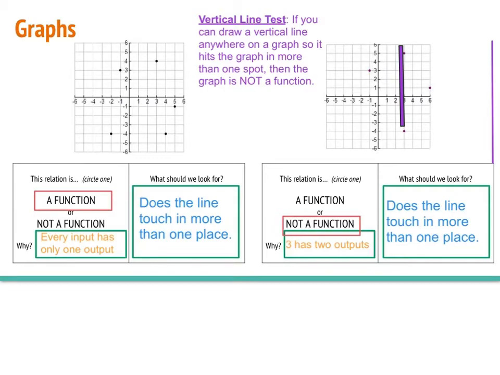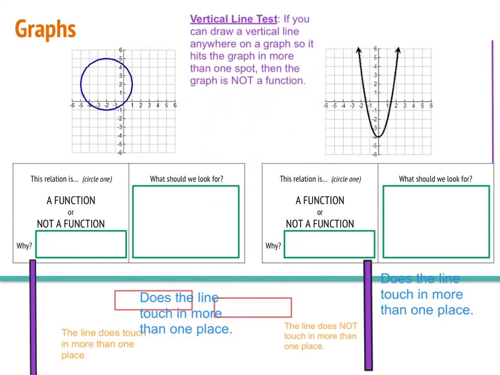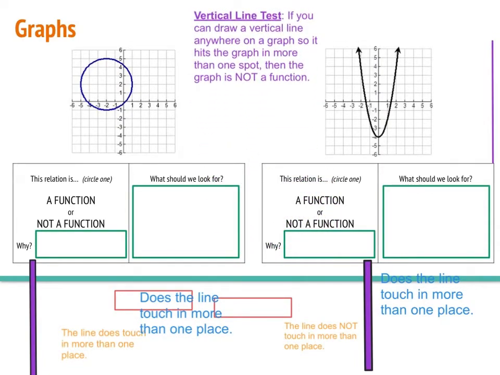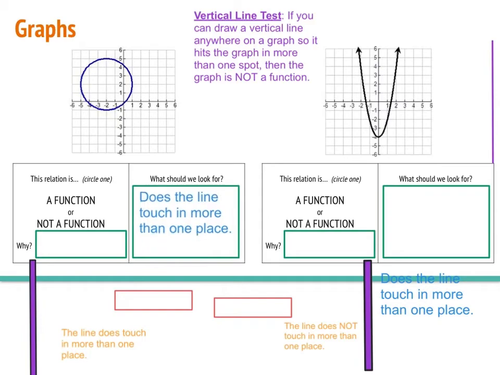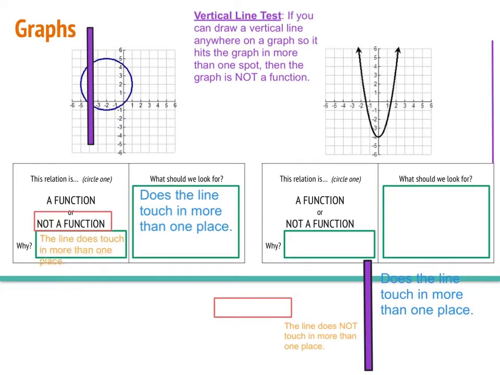These last two examples are also graphs, so we're going to use the vertical line test again. So we need to see if the line touches in more than one place. So I'm going to take the vertical line and place it anywhere on the graph. Notice how the line touches or hits the graph in two spots. No matter where this vertical line is, it's always going to hit in two spots. That means this relation is not a function because the line touches in more than one place.